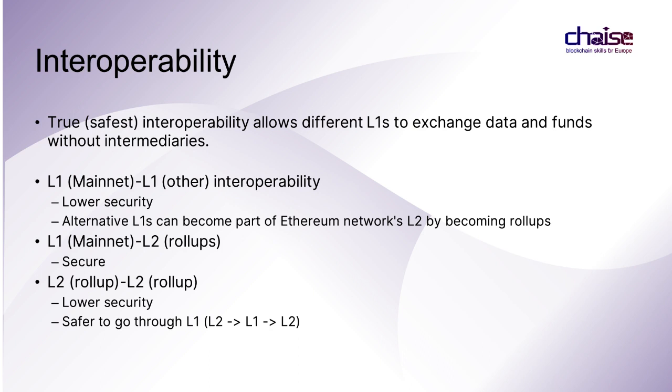True interoperability allows different Layer 1 blockchains to exchange data and funds without intermediaries. Interoperability between different L1s is usually not natively supported, but it is achievable by using smart contracts. Bridges are smart contracts used to transfer tokens from chain A to chain B. Firstly, the tokens need to be locked on chain A and then minted on chain B, representations of the actual token. Using such implementations raises security concerns.